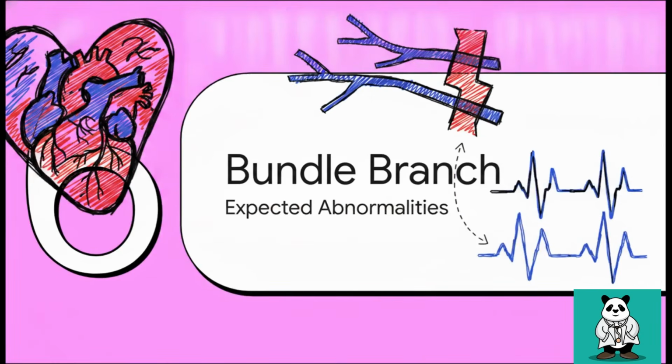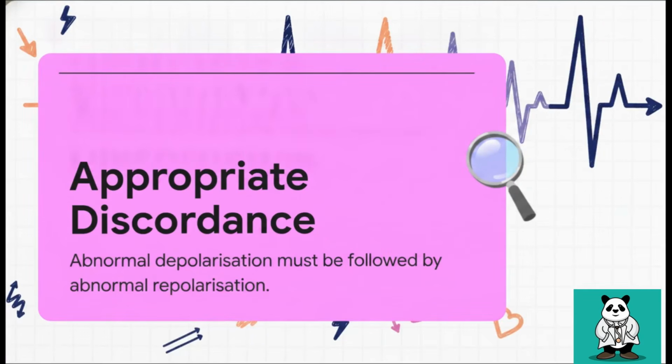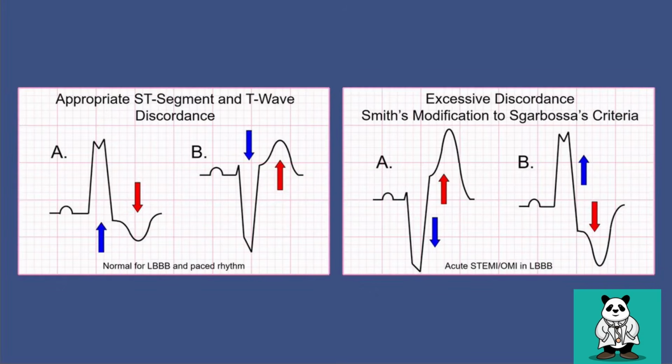Finally, Part 6, Bundle Branch Blocks, Expected Abnormalities. To really understand this one, we have to grasp the golden rule of appropriate discordance. This rule states that an abnormal depolarization, which is exactly what a bundle branch block is, must be followed by an abnormal repolarization. Because of this, the ST segment and the T-wave inversion will appear completely discordant, or opposite, to the main direction of the preceding QRS complex. So, in a bundle branch block, a T-wave inversion isn't just common. It's a fully expected finding, even without any ischemia present.